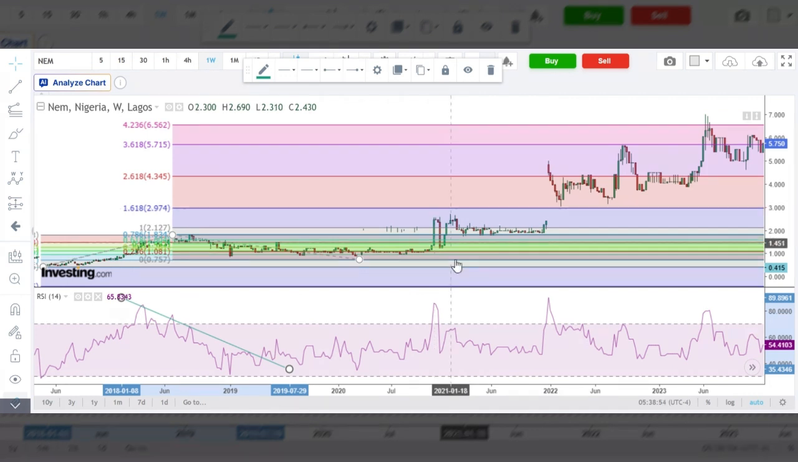Okay, so we can see that it actually spiked up here. We could have said this is going to be our wave three, but at the end of the day, the market retraced massively.